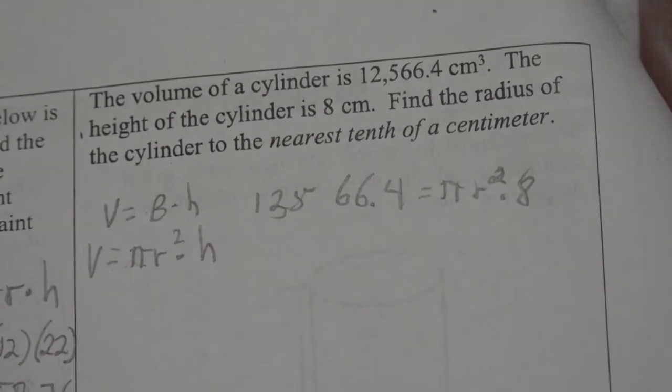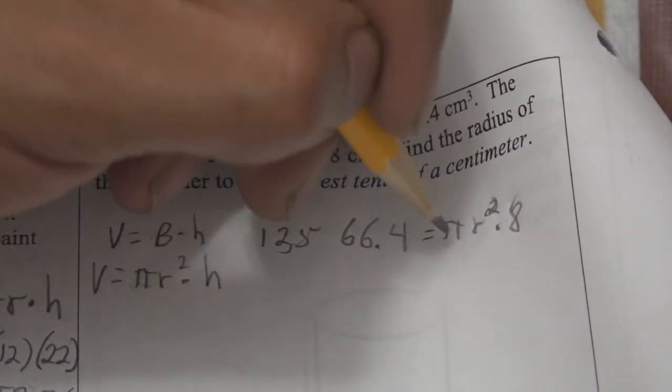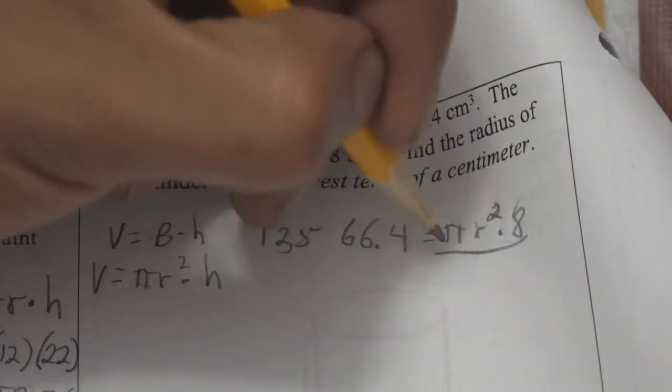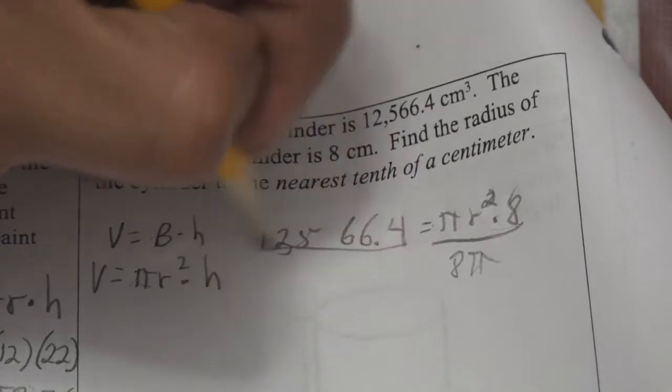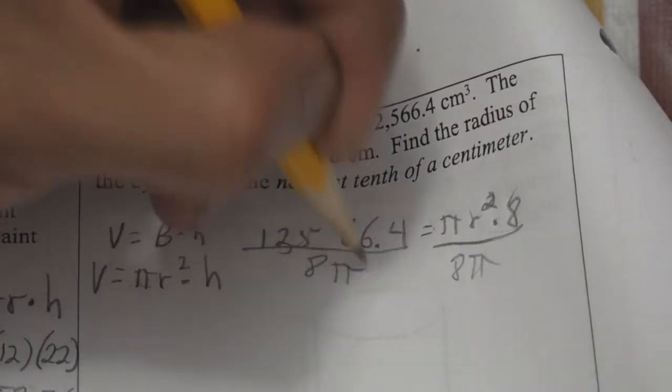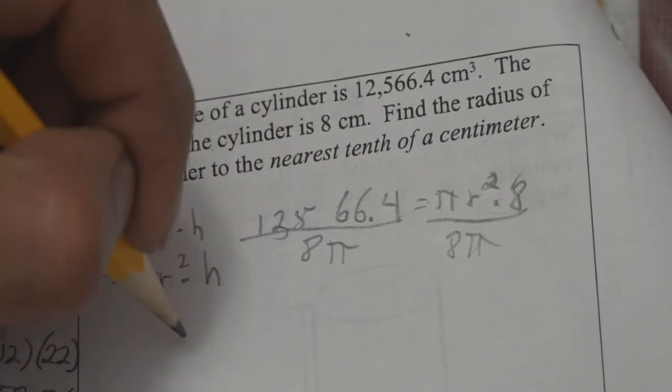So now I can solve for r. Remember, you want r, and everything else is multiplying, so I'm just going to apply the inverse operation, which is dividing. I'm going to divide by 8 and I'm going to divide by pi, so I'm going to divide by 8 pi. And what I do to one side, I do to the other. See that?